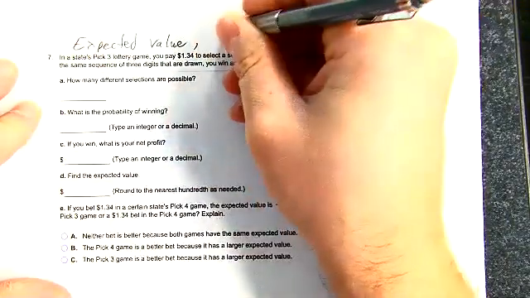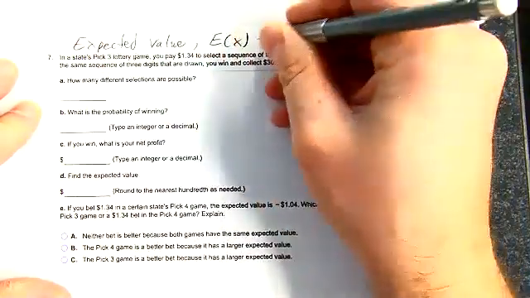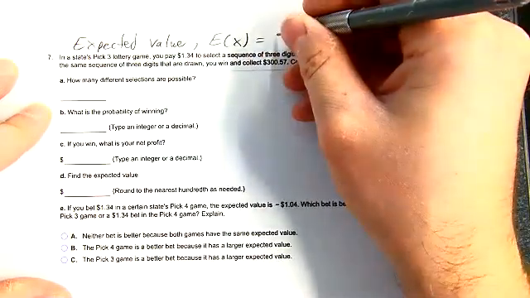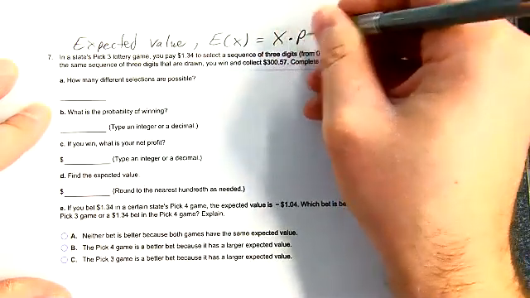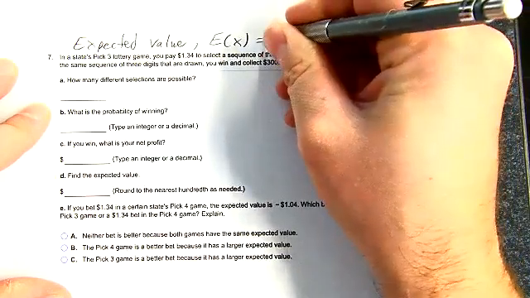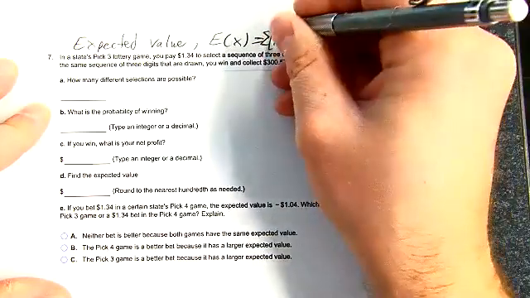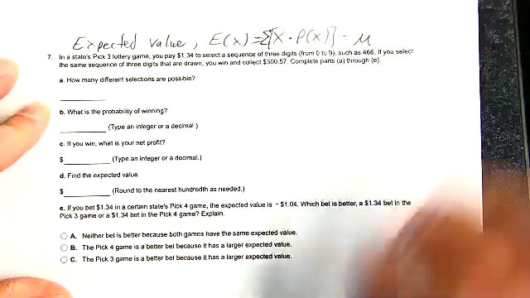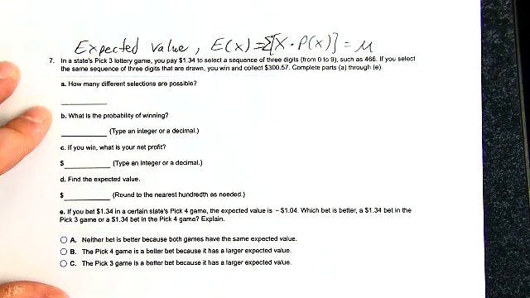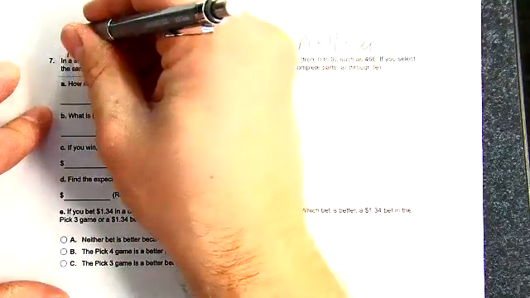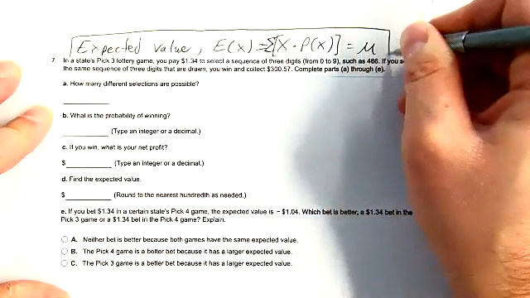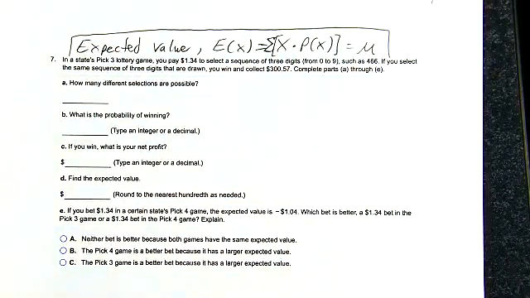Expected value is called E of x, and it's equal to each x value times its probability, and then add those up. And you might recognize that formula. It is exactly the same as the mu formula that I gave you, the mean. And it's best illustrated with examples. So let's look at the first one.